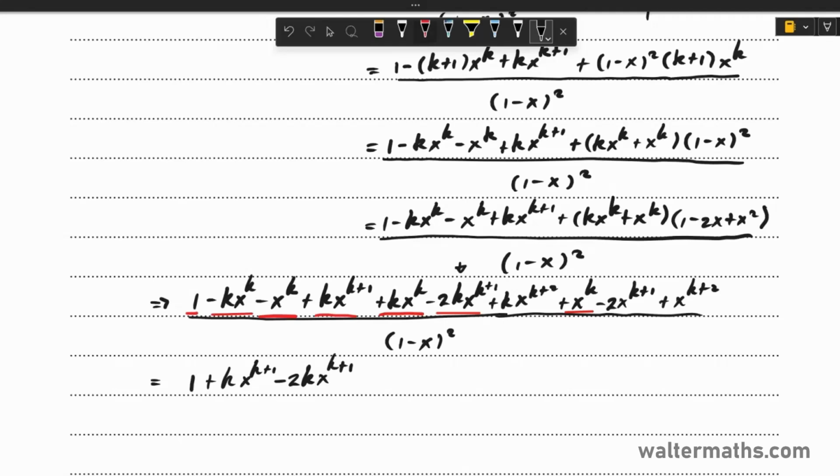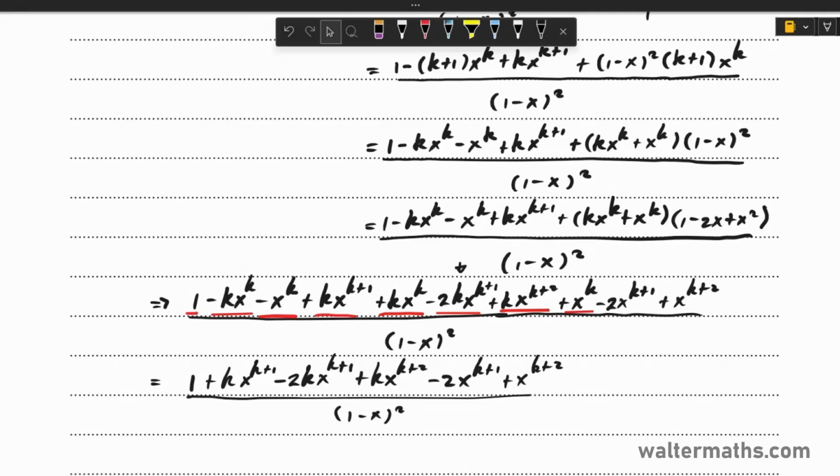All right, then we also have kx to the k plus 2. So it's plus kx to the k plus 2 here, then the minus 2x to the k plus 1, and it's plus x to the k plus 2, all over 1 minus x squared.